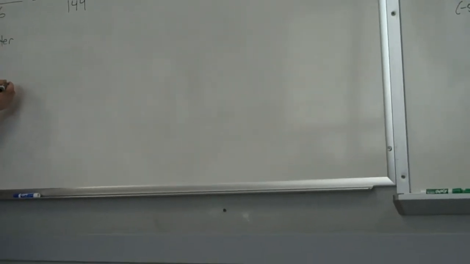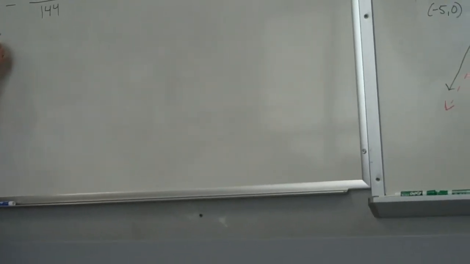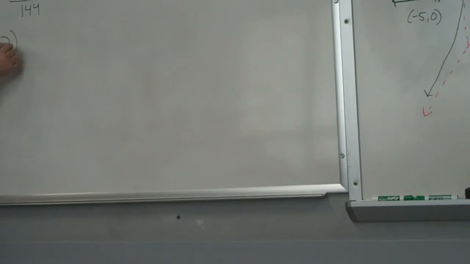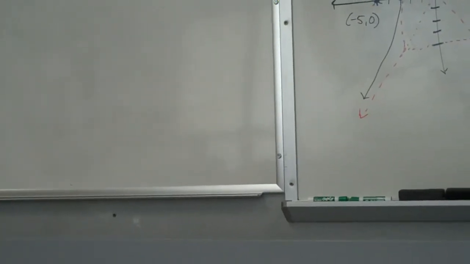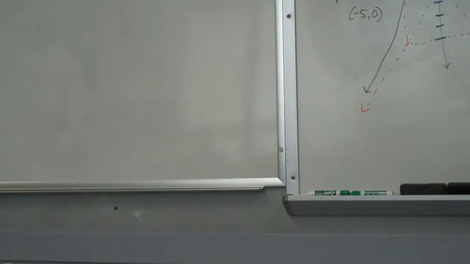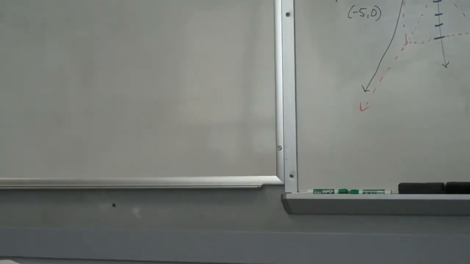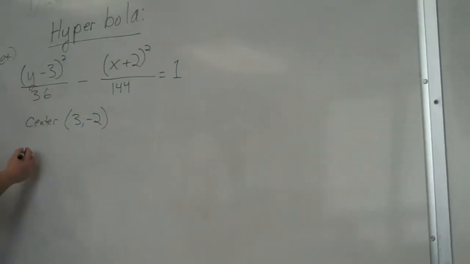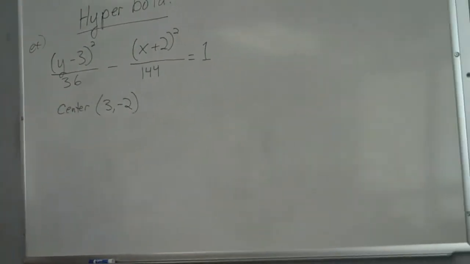Okay, so where's my center? 3 comma negative 2. Both the x and y shifts are counterintuitive now. Like we discussed about how non-functions work yesterday, you always take the opposite of your shift as long as it's inside the parentheses with squared.